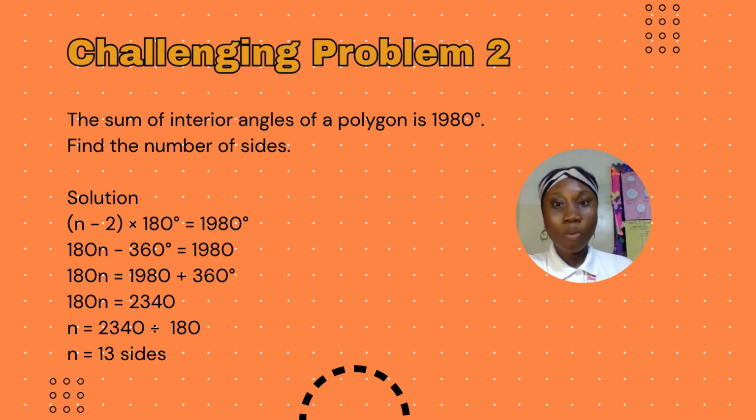degrees. Okay, so 180 n is equals to 2340, and we have to get rid of that number. That 180 standing beside n, we have to remove it by dividing by 180. So n will be equals to 2340 divided by 180, and that will be equals to 13 sides. So the number of sides that this polygon has is 13 sides. So assignment number 2: what is the name of the polygon that has 13 sides?